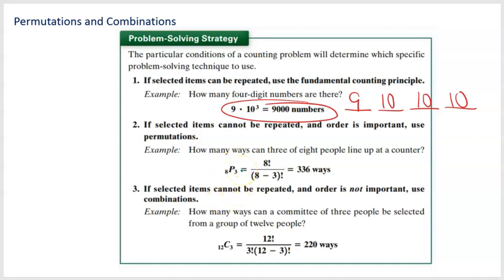Third situation, items cannot be repeated. Notice that's the case for both of these, a permutation and a combination. You cannot reuse items or repeat items. And order is not important. So it says, how many ways can a committee of 3 people be selected from a group of 12? Anytime you're building a committee or making a subset, okay, then the order does not matter. So that's what this part is for. You subtract out the duplicates, and your number would always be smaller for a combination than it would be for a permutation of the same situation.